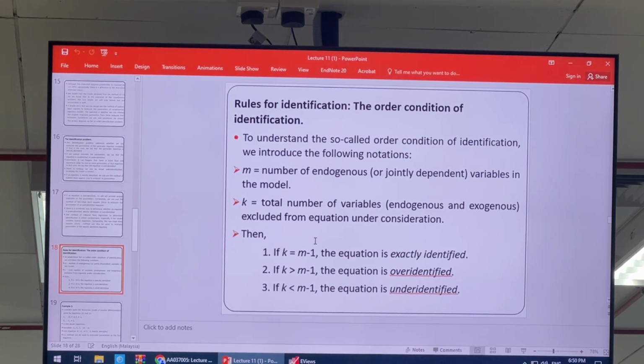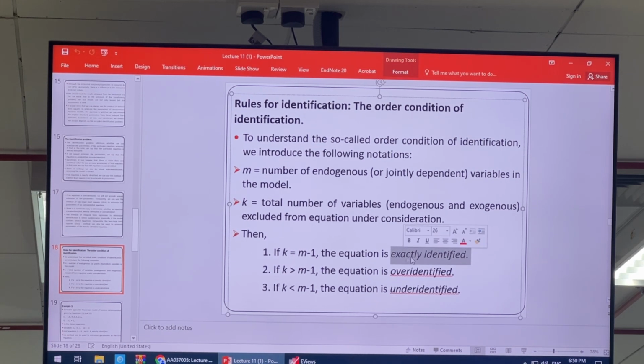K is the number of variables excluded for that particular equation. So if K equals M minus 1, then the equation is exactly identified. Which technique can you use to estimate? Indirect least squares, and you can also use two-stage least squares. Both. You can use ILS as well as two-stage least squares.